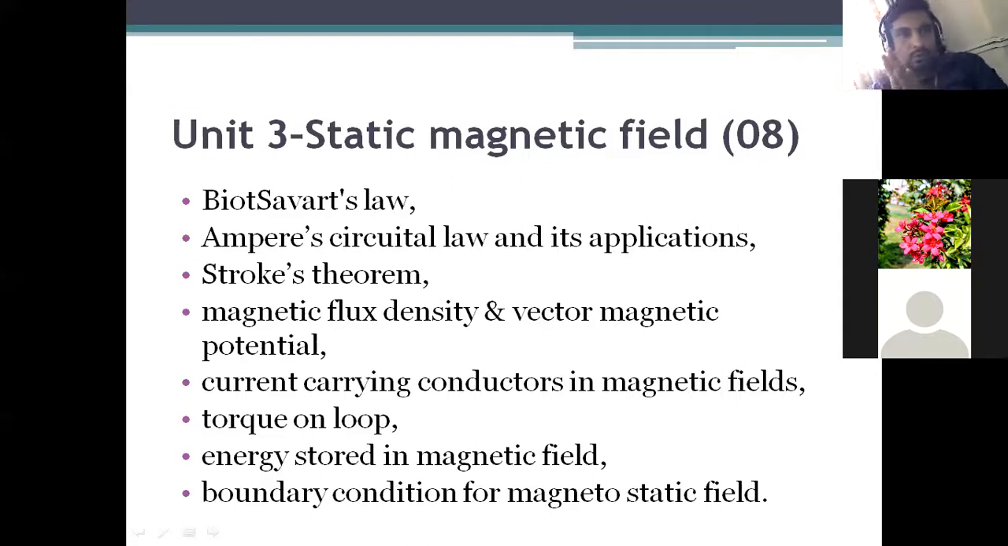So unit 2 and unit 3 basically cover electrostatics and magnetostatics respectively. That's all. And we are going to discuss those two units in a comparative manner.